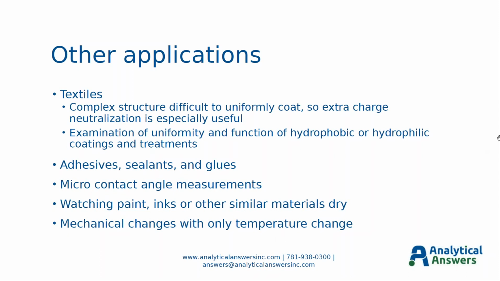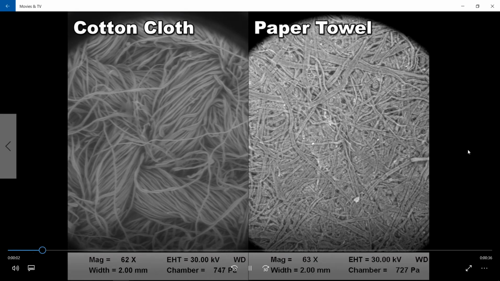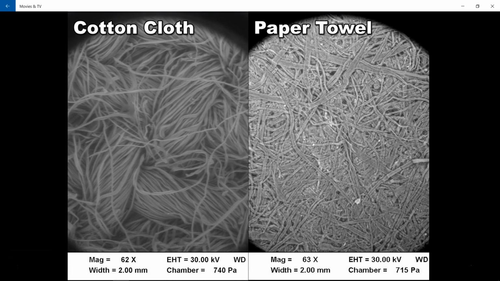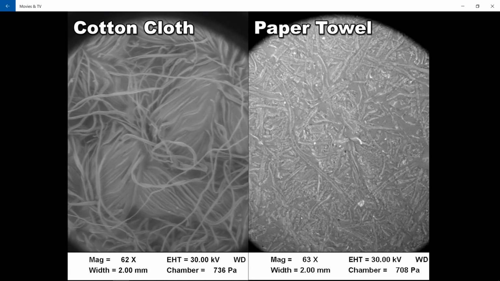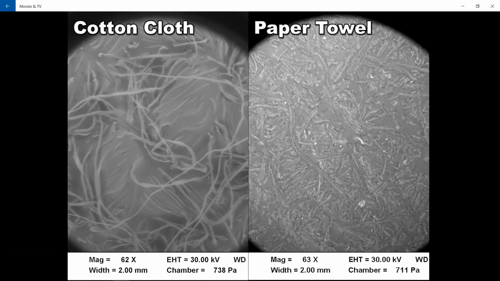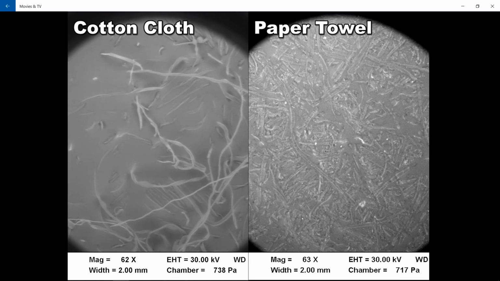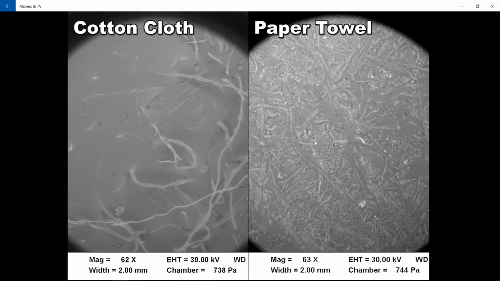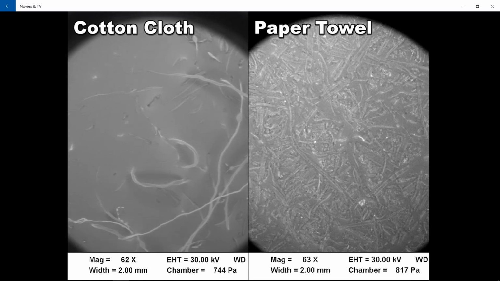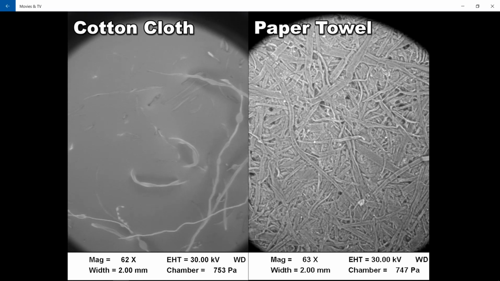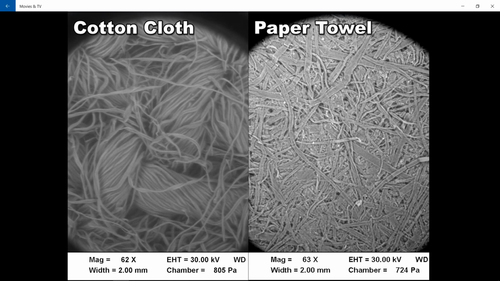Let me go back to my last video, which is of the textile example, before we move on to the conclusions. So this is two videos played back side by side of a cotton cloth and a paper towel, and they're both going to full wet, and you can see the water filling in the gaps between the fibers on each of the materials. And then when we start to dry out, you can actually see again how the materials dry and how their shapes change.